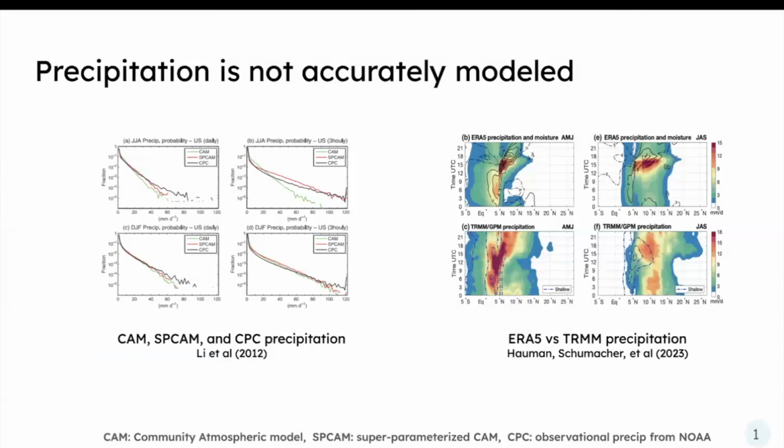So precipitation still seems to be one of the most challenging parameters or variables to predict in climate and weather models. Here I'm showing two plots to confirm that argument. The one on the left shows daily rain from three sources. CAM is community atmospheric model. SPCAM is community atmospheric model, but within each grid, you have a 2D representation of a smaller scale. And then CPC is observational precipitation.